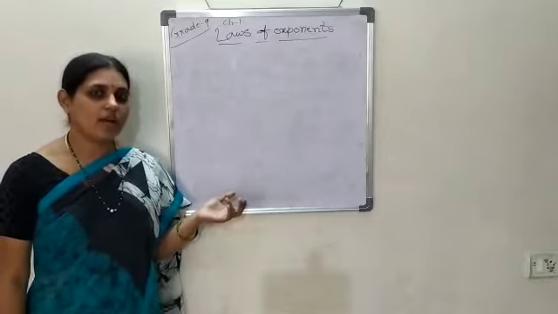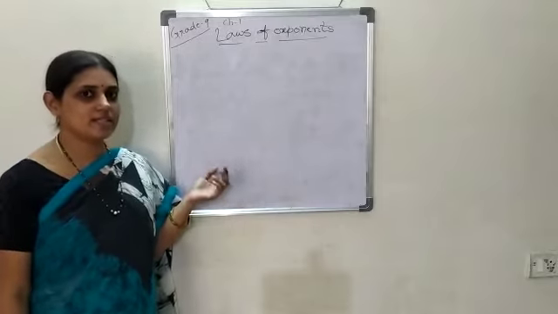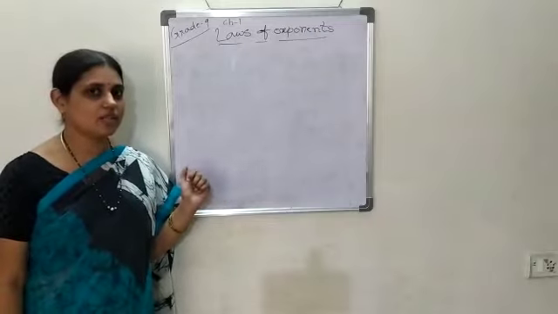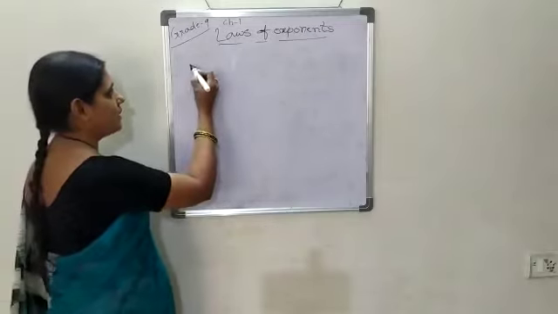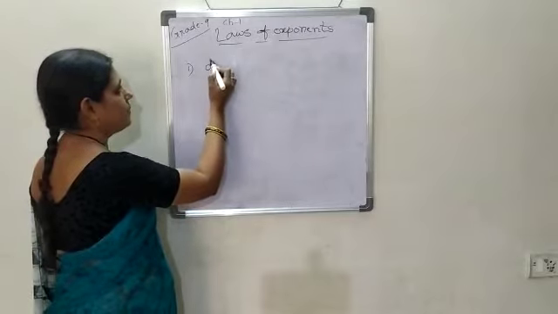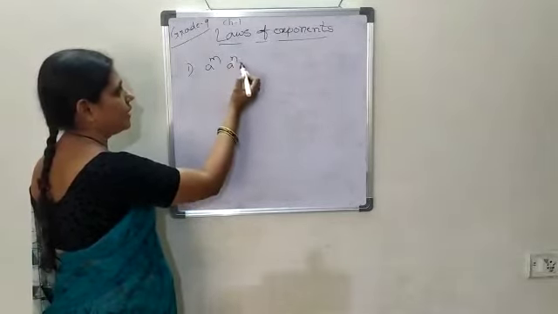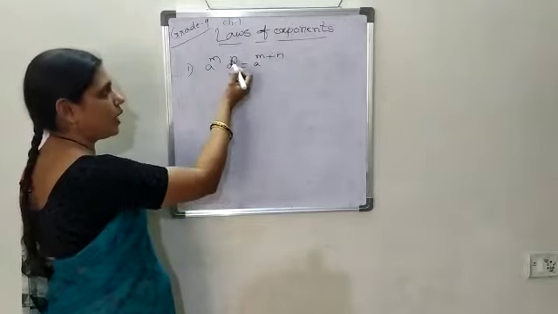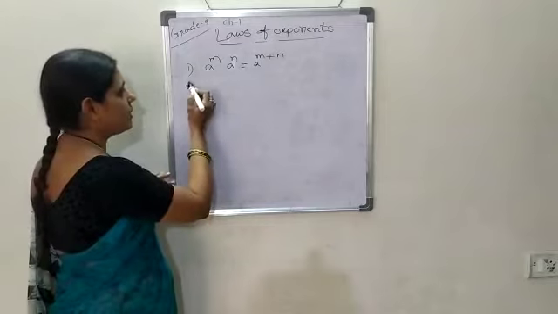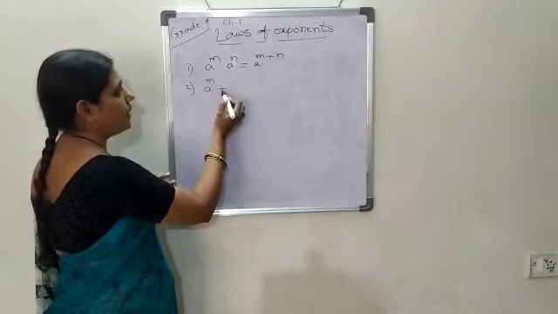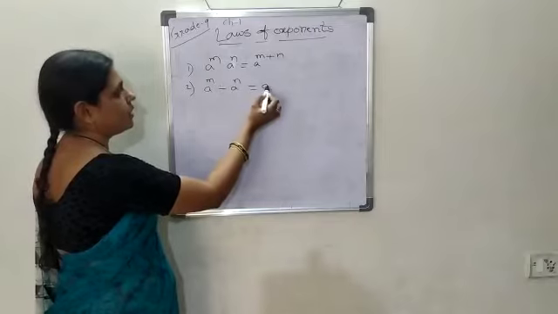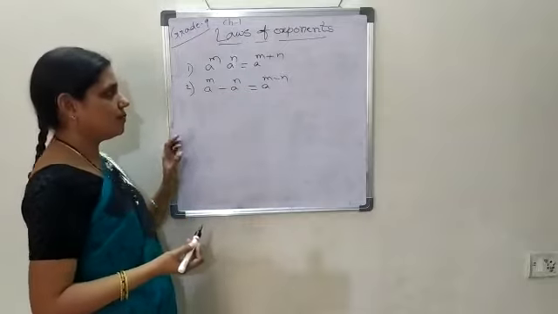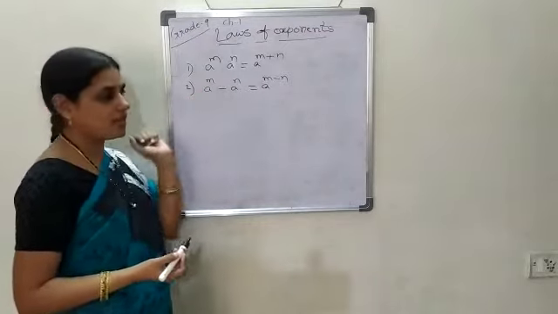new topic for you. As you know, we have already discussed in grade 7 and grade 8 all the laws of exponents. Let us revise all those laws of exponents. The first one: a power m into a power n equal to a power m plus n. That means when the base is the same, we have to add the exponents. And the second one is a power m divided by a power n equal to a power m minus n. That means when we are dividing the powers with the same base, then we have to subtract the exponents.